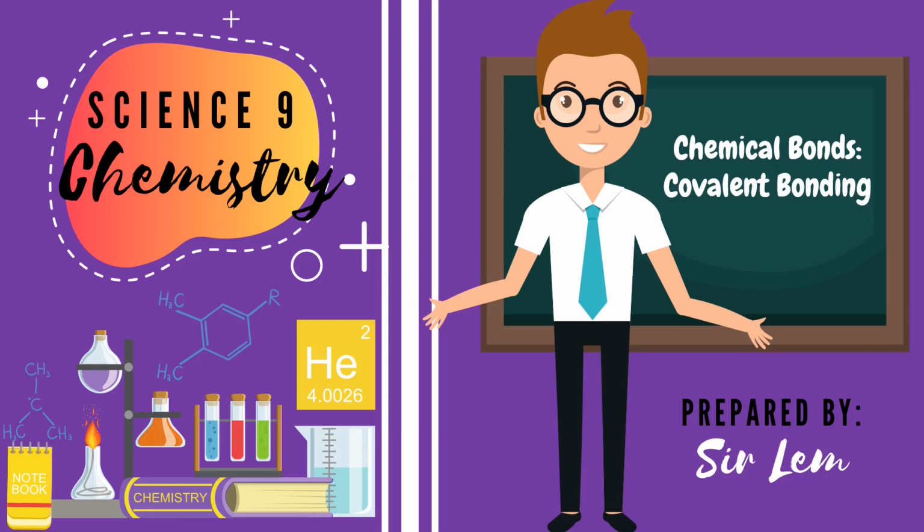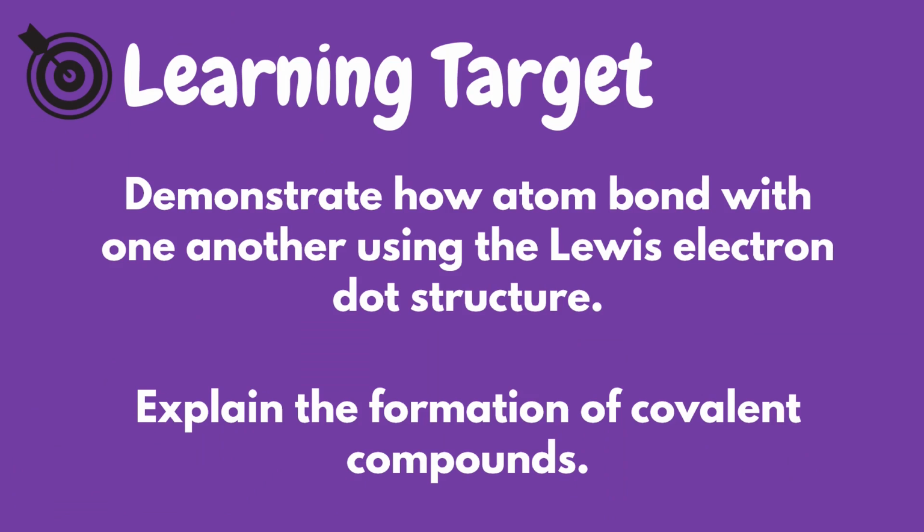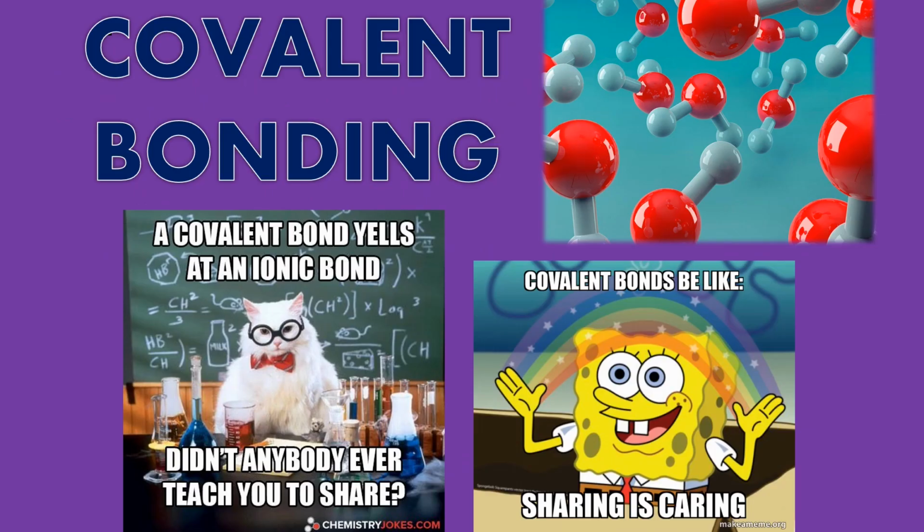For today, we will discuss another type of chemical bond, which is covalent bonding. At the end of this lesson, learners are expected to demonstrate how atoms bond with one another using the Lewis electron dot structure and explain the formation of covalent compounds.